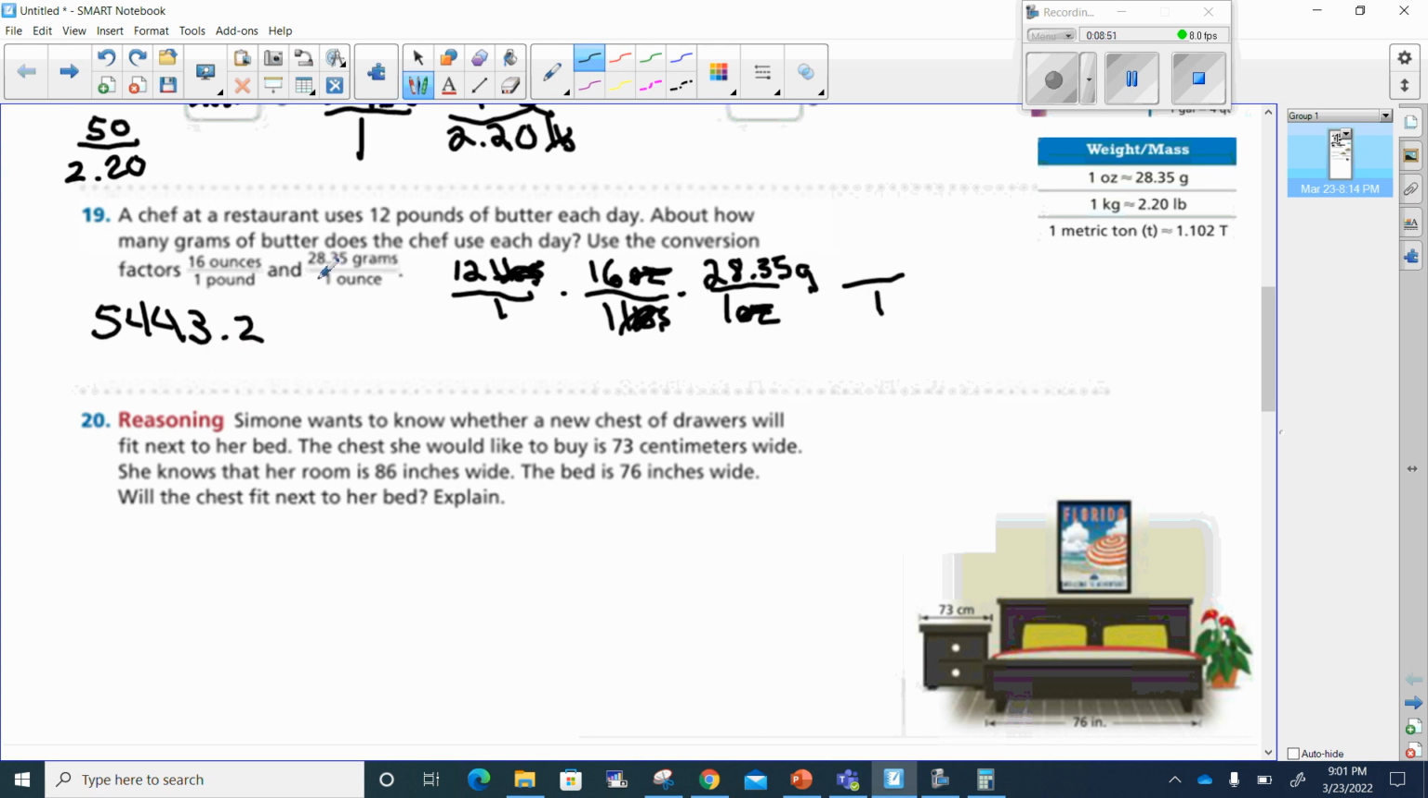5,443.2. And we were looking for grams. So this is going to be grams. Okay, let's go to number 21.